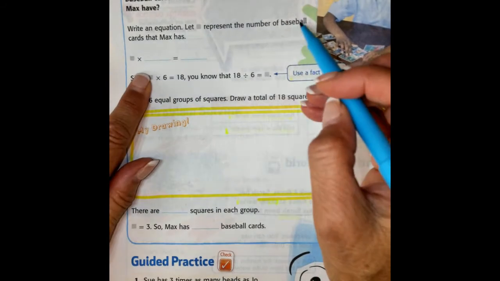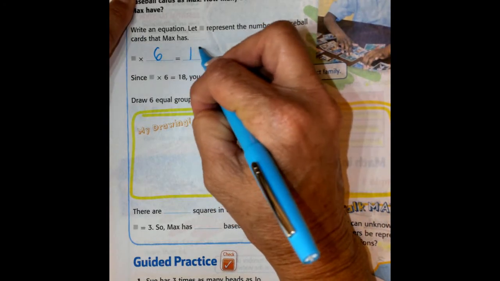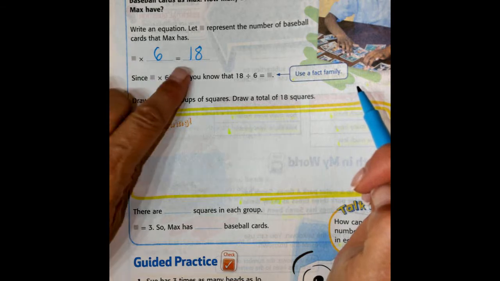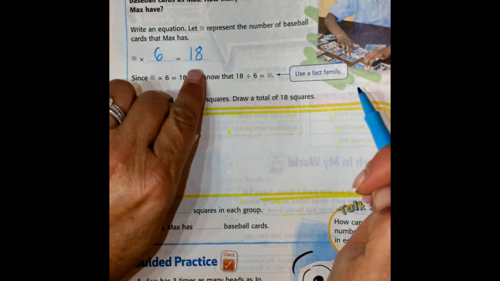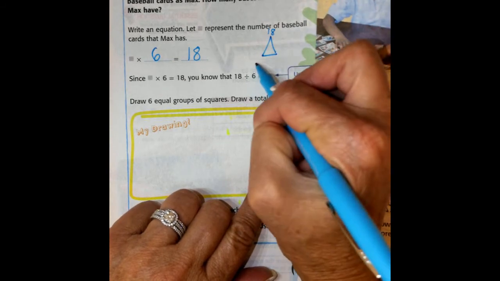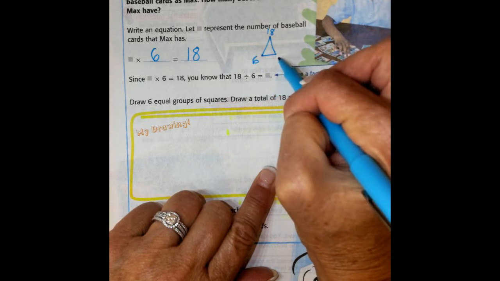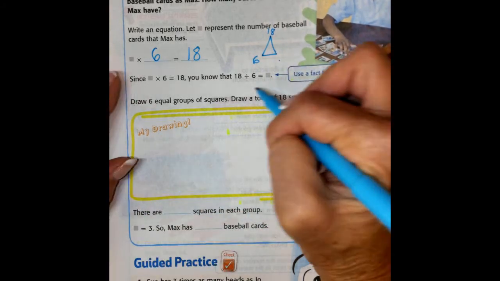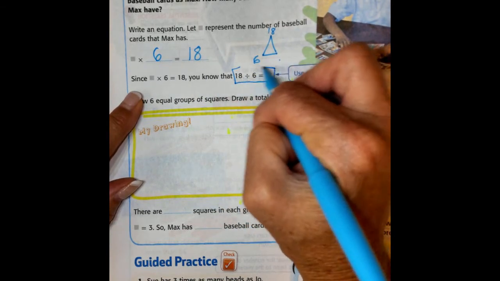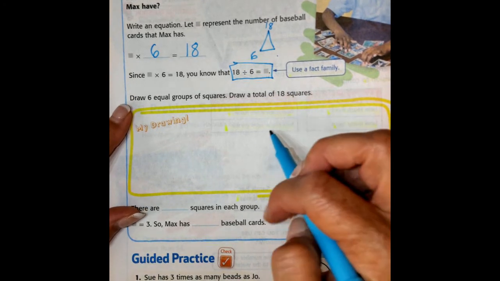Well, I know that it's going to be times 6. And I know that Jess has 18. So what I need to figure out is how many times this number gets me this. And as I remember from my fact family triangles, oh, so it's 6 times something equals 18. I could use the division fact to find that out. Or, if I'm still unsure, I could draw a picture.